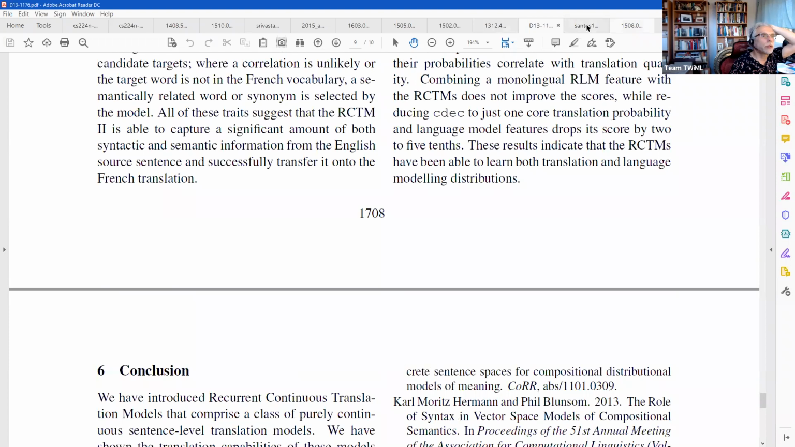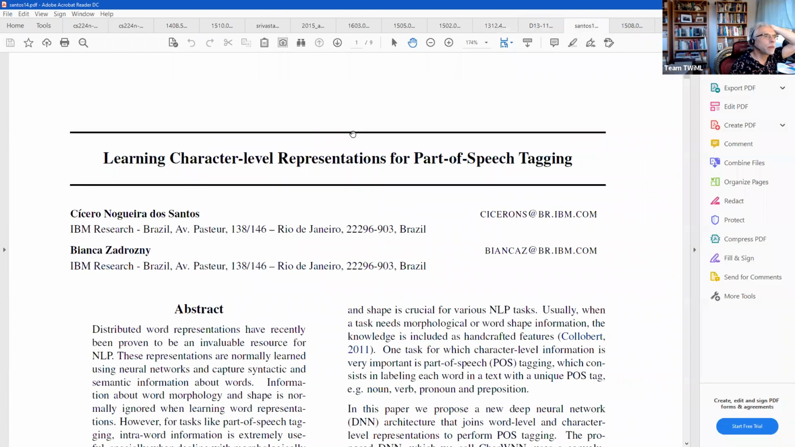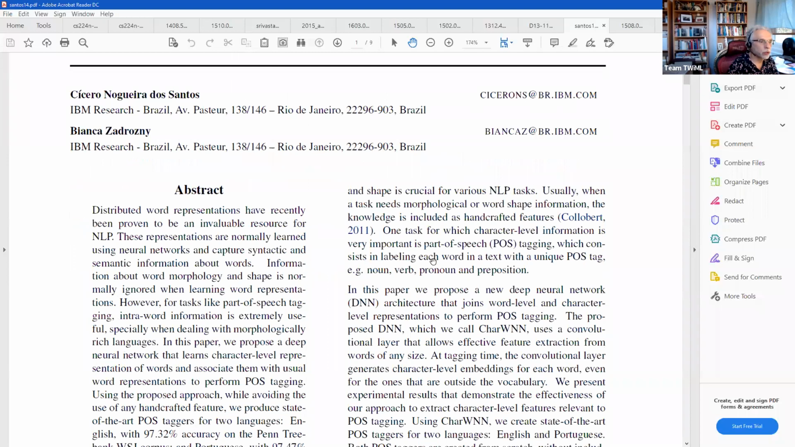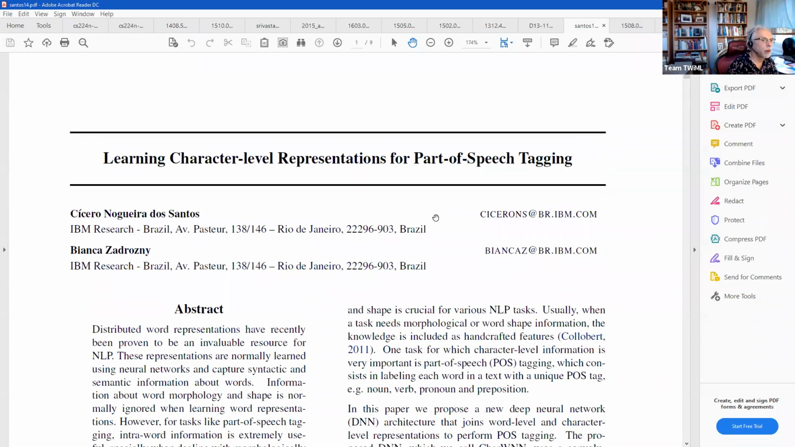The next paper he refers to is this Santos paper about character level representations for an important problem in NLP called part of speech tagging. It's kind of like the equivalent of a segmentation model where each pixel has to get classified in an image problem. In this case, each word has to get classified as a part of speech, whether it's a noun or a verb or whatever. So that's what the POS tagging problem is.